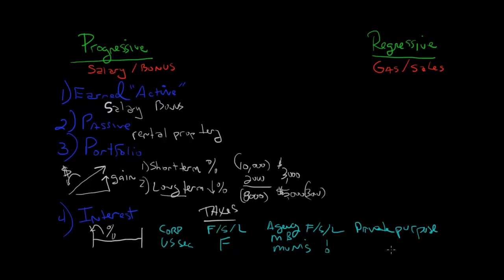Private purpose bonds are sometimes referred to as industrial bonds, like when the government wants to issue securities to build a mall or something, to create jobs. Generally, those are also exempt, but the AMT, the alternative minimum tax, can affect that.